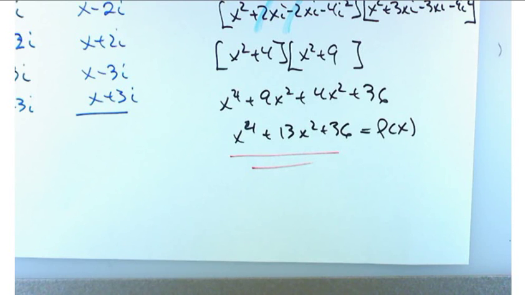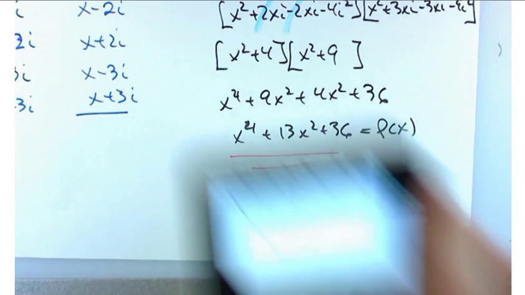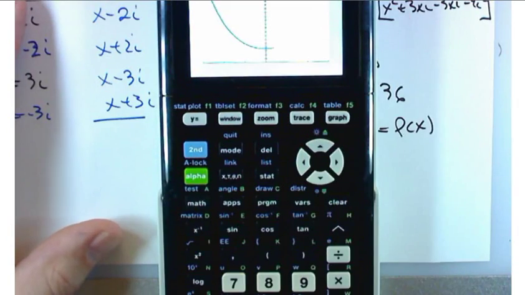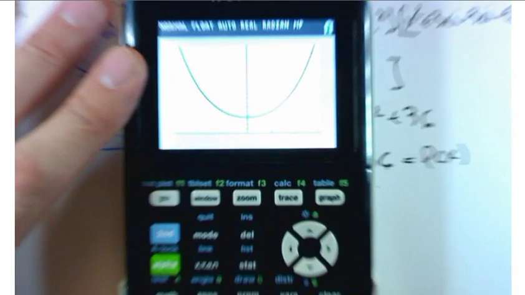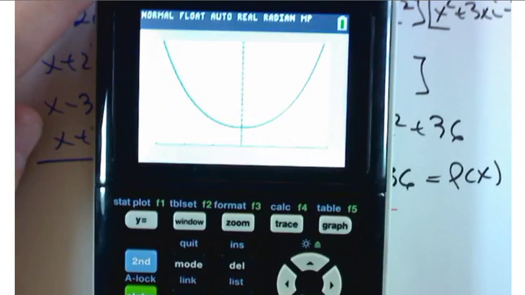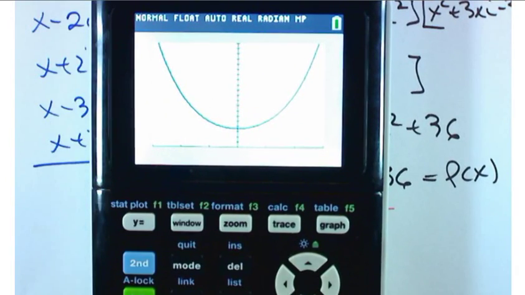So let's see. I'm just going to graph it between -3 and 3, and let's go up to maybe 200. Let's see what it looks like. Okay, so there's the graph. Nice and symmetric. Not a surprise there. But it doesn't touch the x-axis at all. And it shouldn't, because there's no real roots to this polynomial.